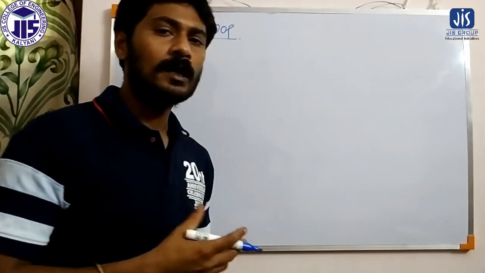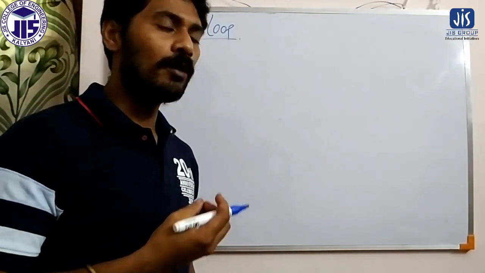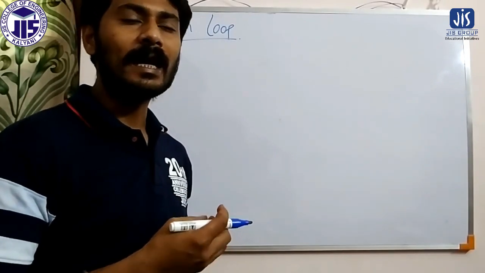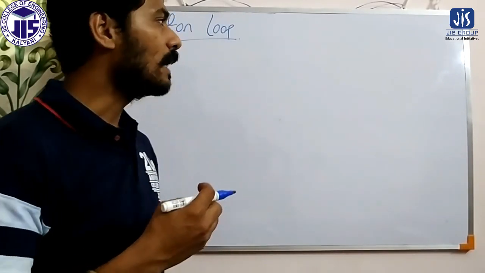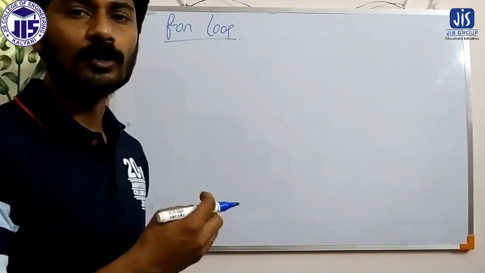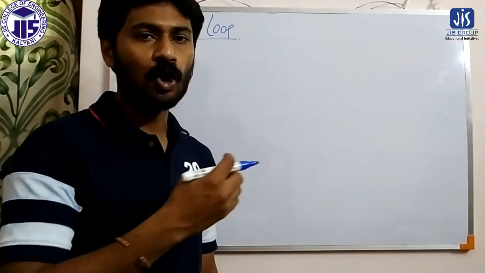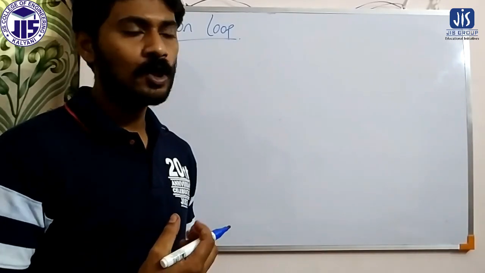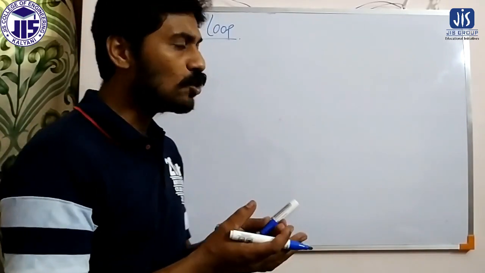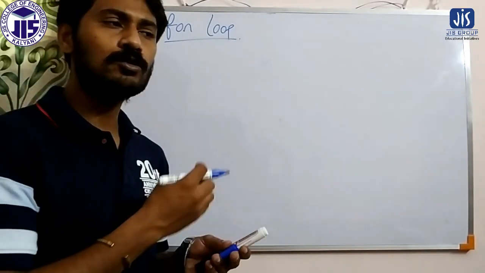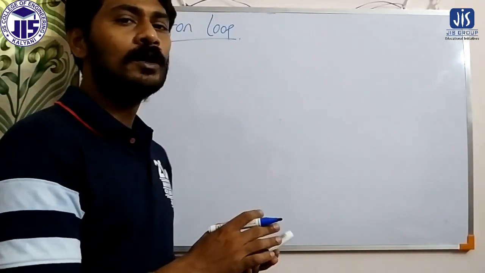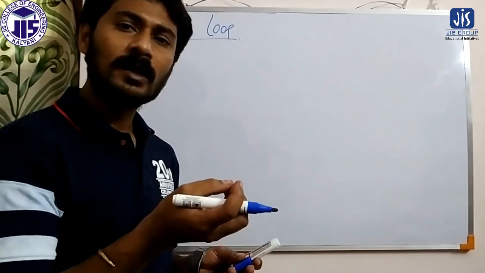Now, in case of entry control loop, we already know that the condition is applied before the execution of the body of the loop. And in every loop we have three components: initialization, condition and increment or decrement operation. So these three components are also required in case of for loop, as they are in while and do while also. But in case of for loop, the representation will be different.